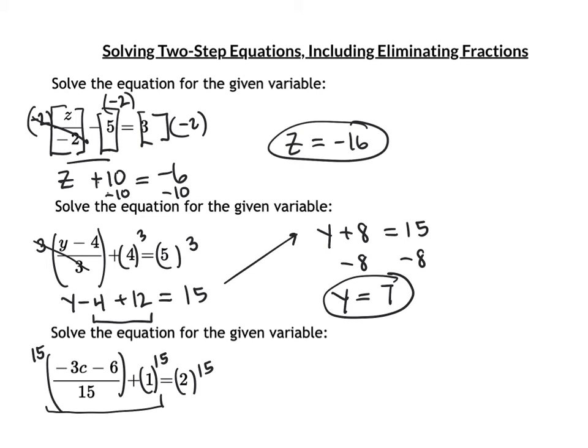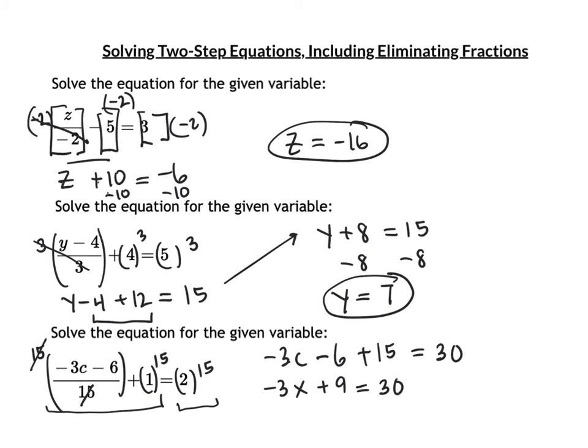And over here, on the right side, 2 times 15. Now, the 15's cancel because negative 3c minus 6 is divided by 15 and it's multiplied by 15. Those 15's undo each other. So this is negative 3c minus 6 because the 15's canceled. 1 times 15 is 15 equals 2 times 15 is 30. Now we're going to combine like terms. Negative 6 plus 15, well, that's 9 equals 30.